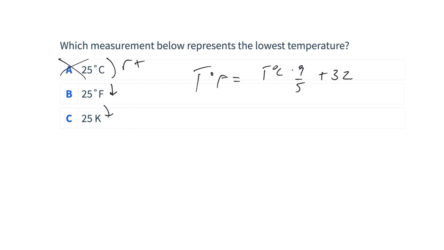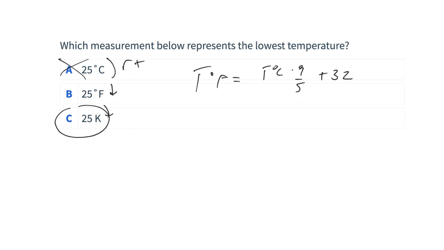But then the 25 Kelvin is really close to zero, which is really negative on the Celsius scale. So I think it's pretty clearly going to be 25 Kelvin that's the lowest temperature, because you're talking about being 25 degrees above the lowest possible attainable temperature of minus 273 degrees C. So that's really cold. And so the coldest temperature here is going to be the 25 Kelvin.